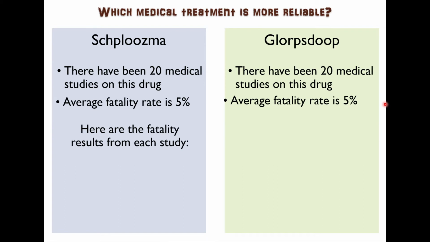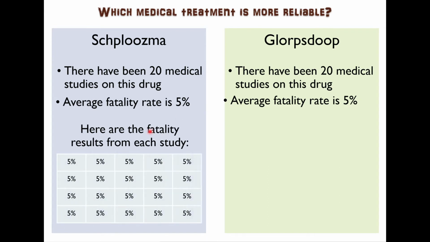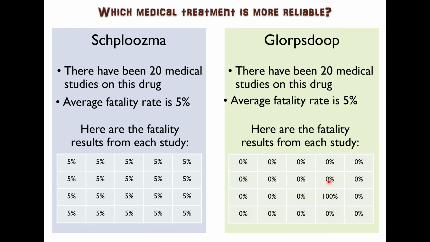It's riskier. If I give you the fatality results for Spluesma, you can see that in each of the studies, the result was 5% fatality. But in Glorpsdup, most of them had 0% fatality. But in one study, maybe in one place or one group of people, there was 100% fatality rate. The results here are much more varied than this one. And you probably don't want that if you're making a safe drug.